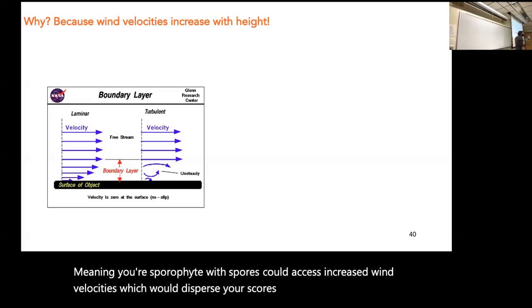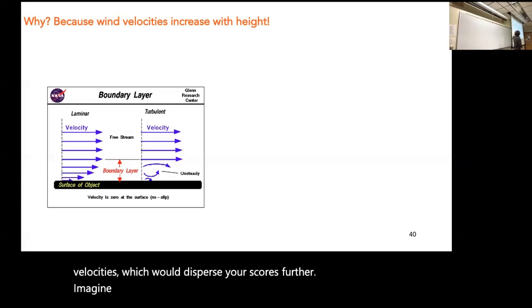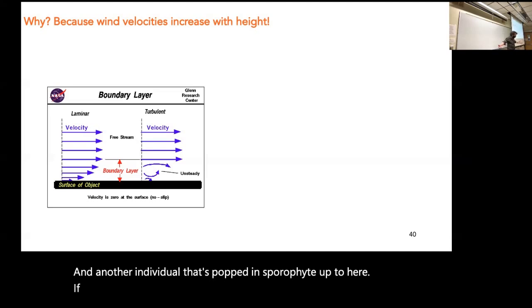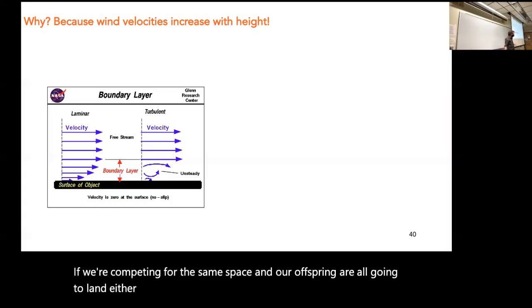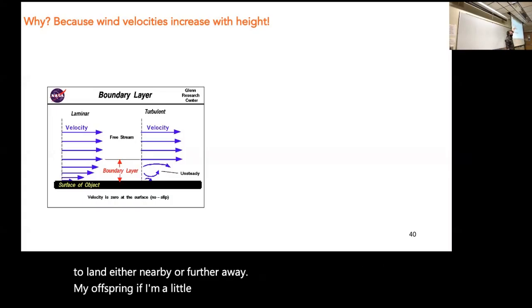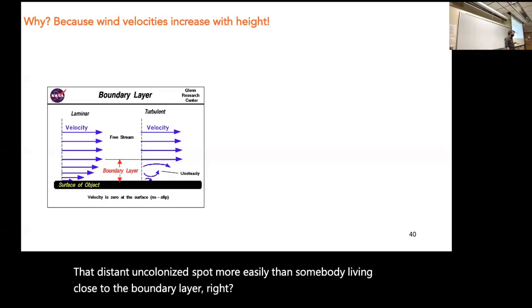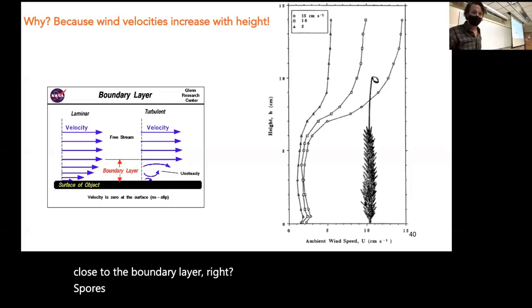Imagine two individuals, one that poked its little sporophyte only to here, and another individual that poked its sporophyte up to here. If we're competing for the same space, and our offspring are all going to land either nearby or further away, my offspring, if I'm a little taller, could disperse and find that distant, uncolonized spot more easily than somebody living close to the boundary line. Okay. Spores, critical, important factor.